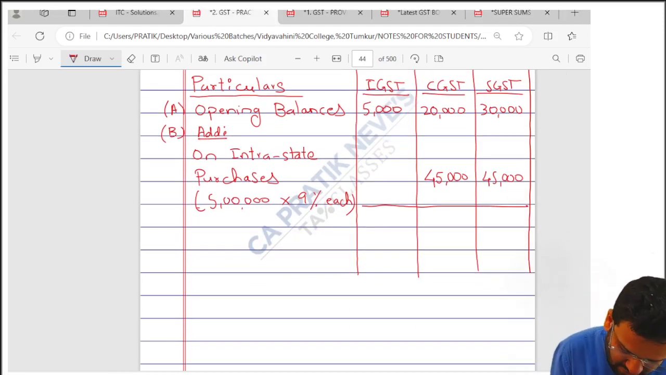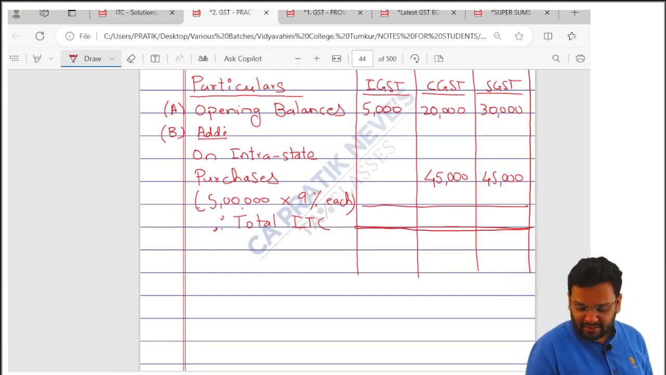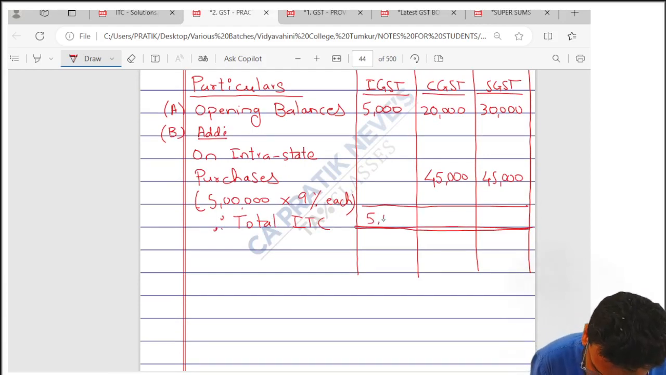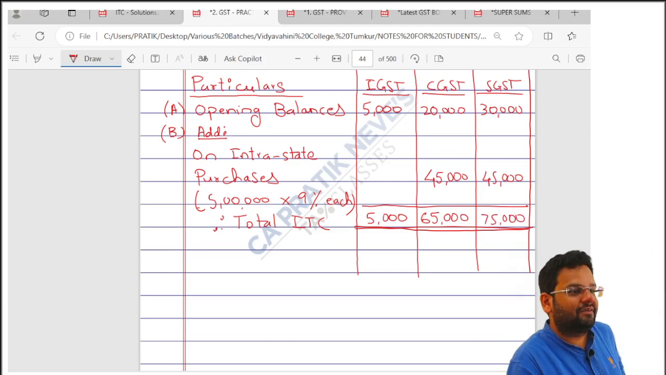So tell me what is therefore total ITC. Yes, what is the total ITC? 5,000, 65,000 and 75,000. Easy marks, okay? If you understand it, it is easy.